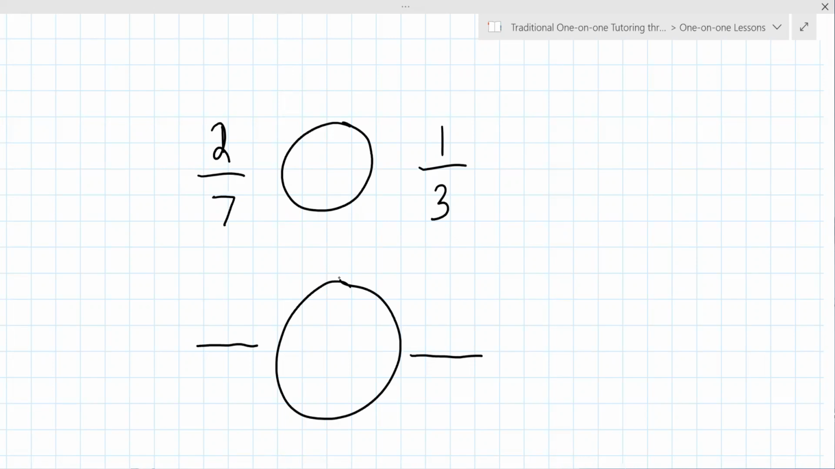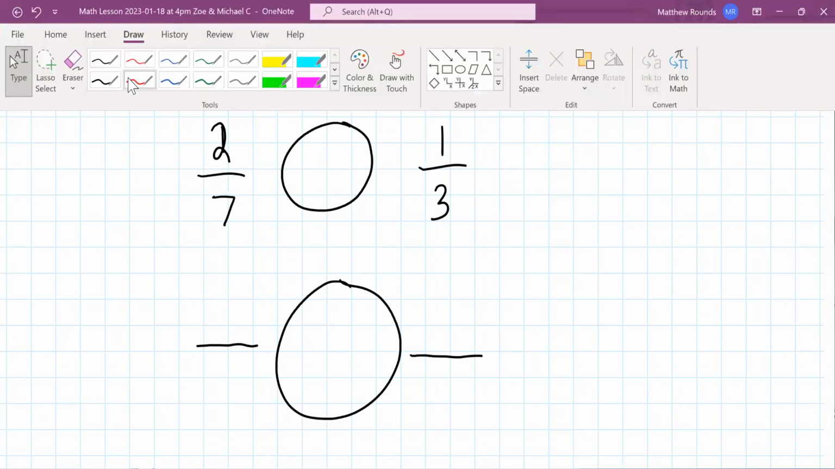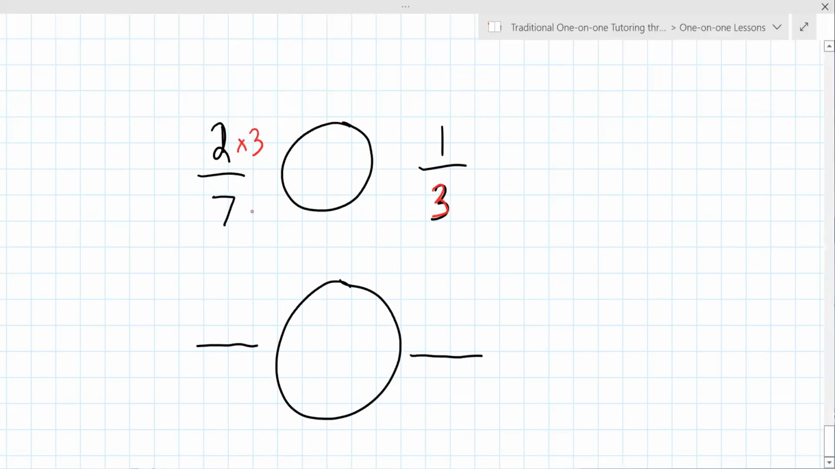You have to change them both. You have to take the 3 on the right and multiply both of the numbers on the left by 3. Okay. Greater than. What are the two fractions that you have, Michael?